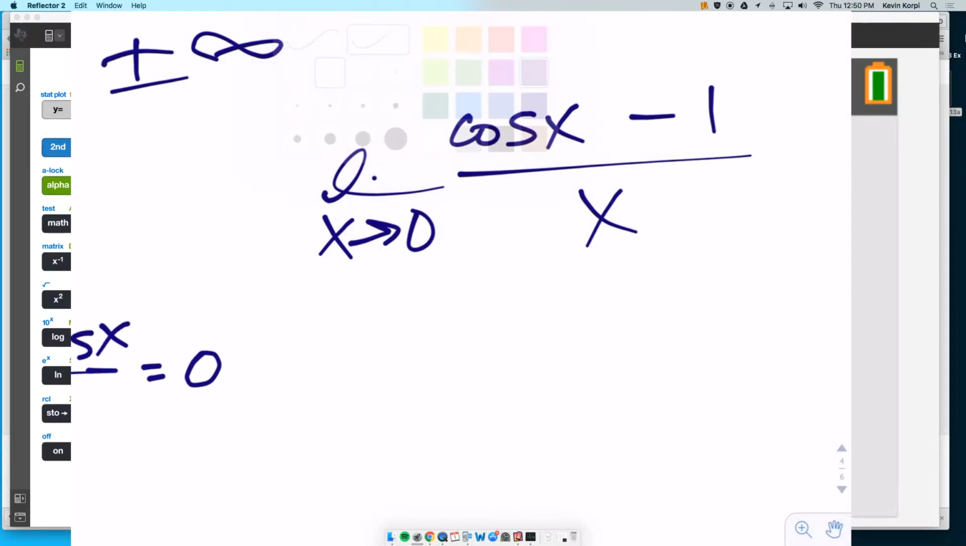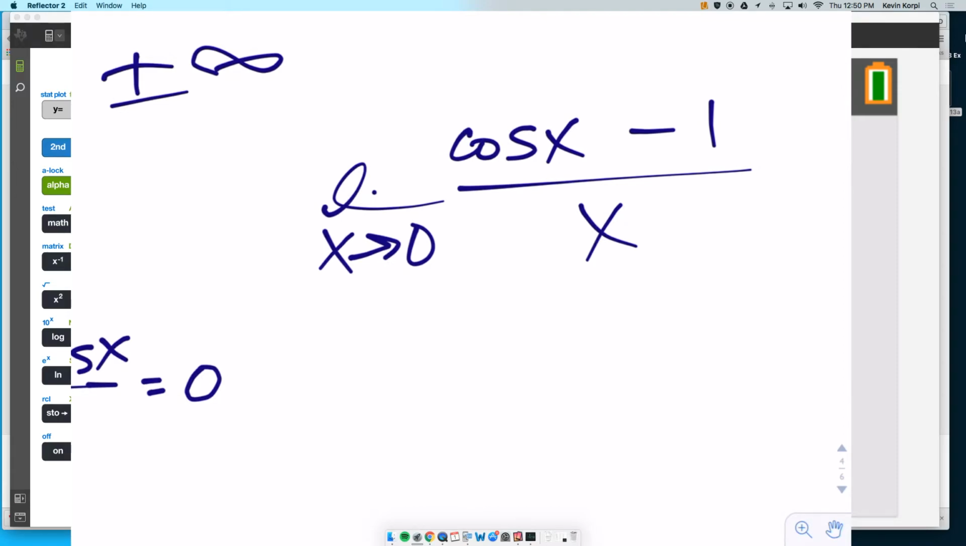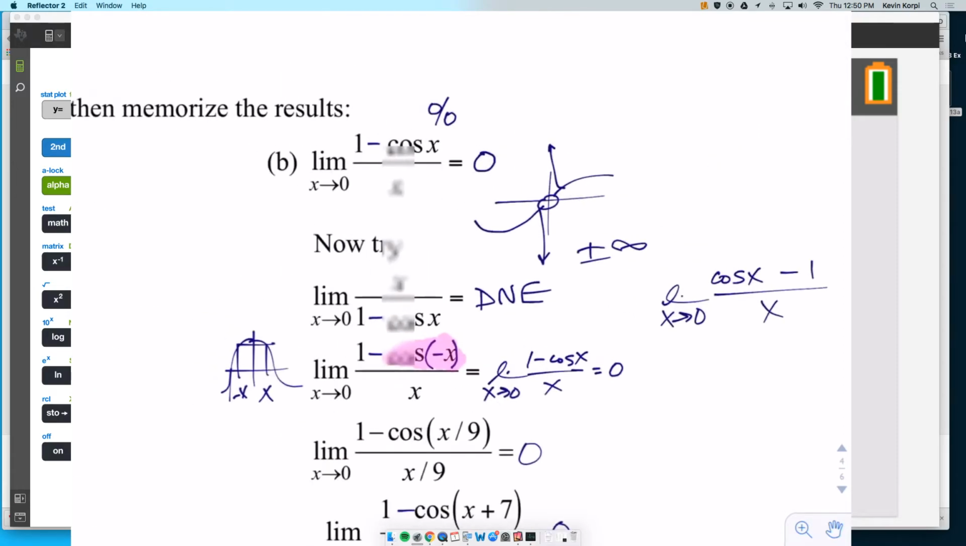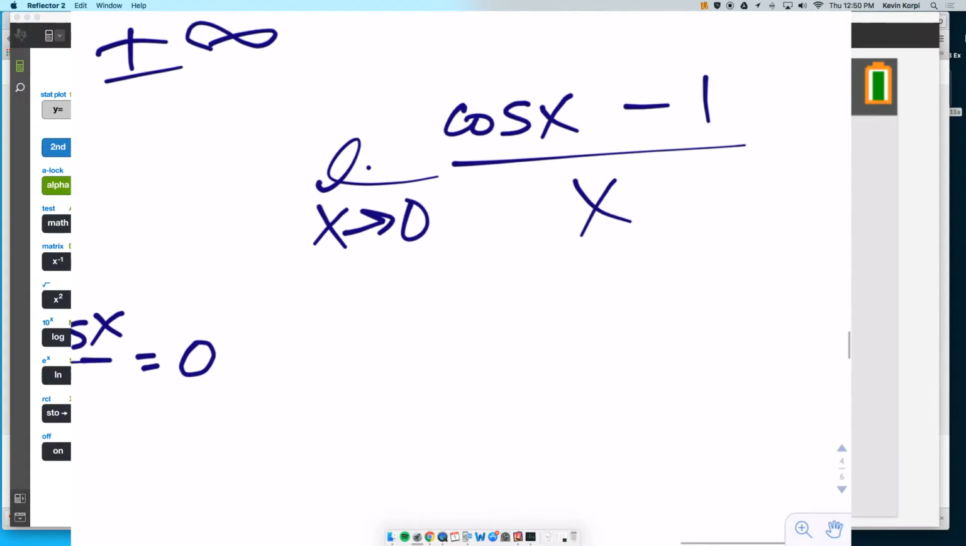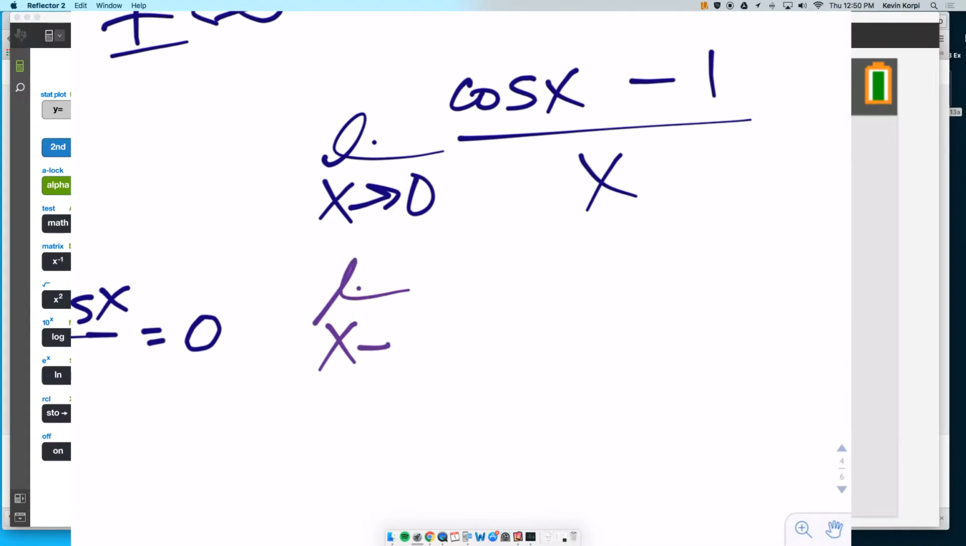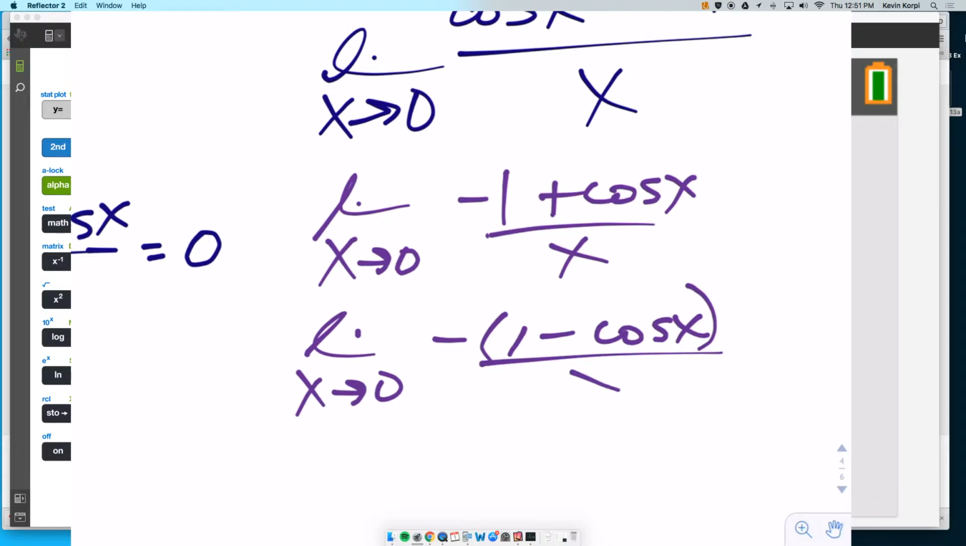This is going to kind of get into what we're going to be doing with these things once we memorize them. If we can manipulate that into something that we've already memorized, then maybe we can use our previous results to get the answer. So let's go ahead and do that. We're used to seeing the 1 first, like we just memorized. So negative 1 plus cosine of x over x. But that's not good because now the signs are off, yeah? So let's just factor out a negative 1. And we get 1 minus cosine of x all over x.